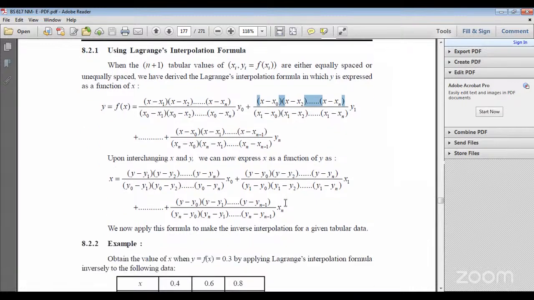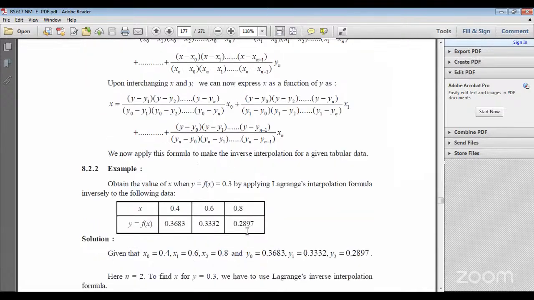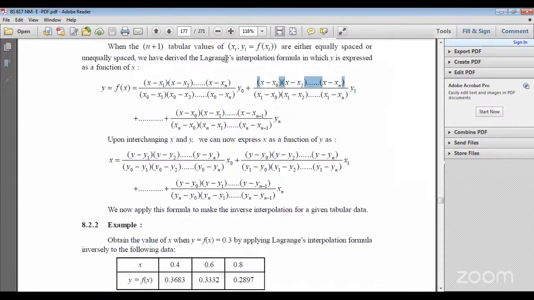Upon interchanging x and y, we can now express x as a function of y: x is equal to y minus y1, y minus y2, and so on, y minus yn, over y naught minus y1, y naught minus y2, and so on, y naught minus yn, into x naught, plus y minus y naught, y minus y2, and so on. So the same values we are applying in this formula, y minus y naught, y minus y1, y minus yn minus 1, over yn minus y naught, yn minus y1, and so on, yn minus yn minus 1, into xn, and the values we have taken. This is applying the interpolation formula for tabulation. Any doubts, ask me. Next week we can discuss the interpolation formula problems.